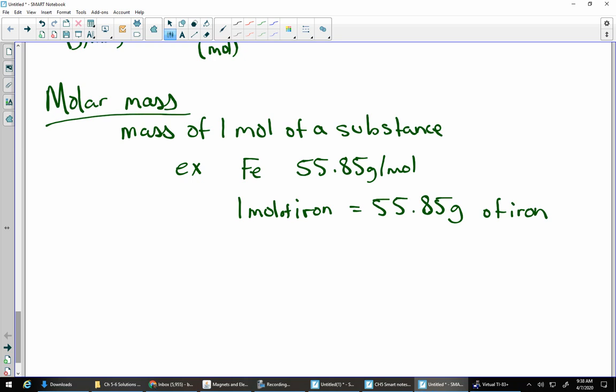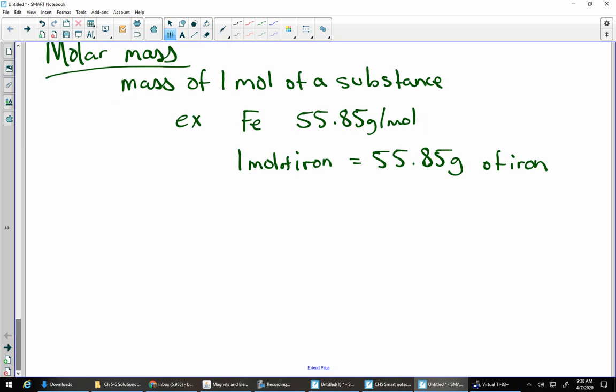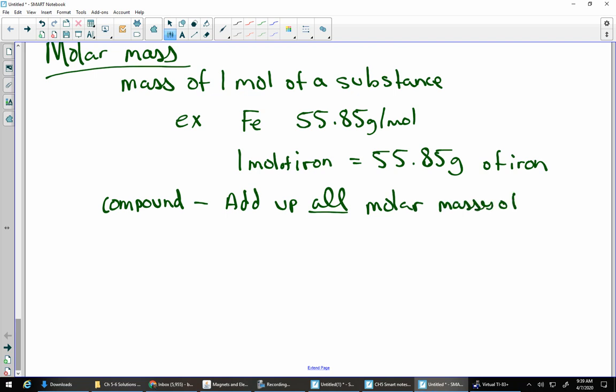There's our first example. When we're looking at elements, you literally just read it off the table, except for some of those molecular elements. For compounds, all you really do is add up all the individual molar masses of every single atom that's in there. So add up all molar masses of all atoms. If you add up all the things that make it up, you get the molar mass of the entire compound.